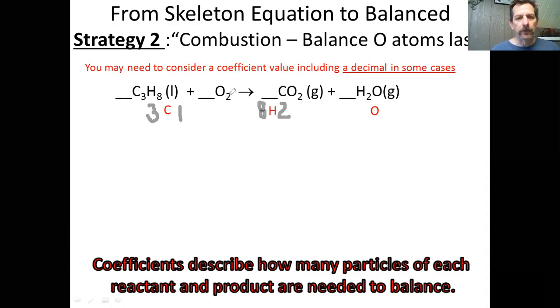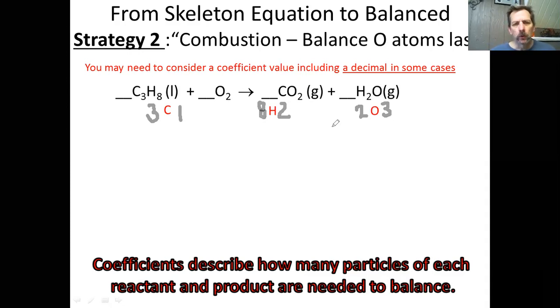Oxygen on the left side, there are 2. Be careful over here on the right side. Oxygen's in 2 places, so we need the sum total. 2 from CO2 and 1 from H2O. 2 plus that 1 make 3. So we need to look in 2 places because oxygen appears in 2 places. That's why we're going to save it for last.